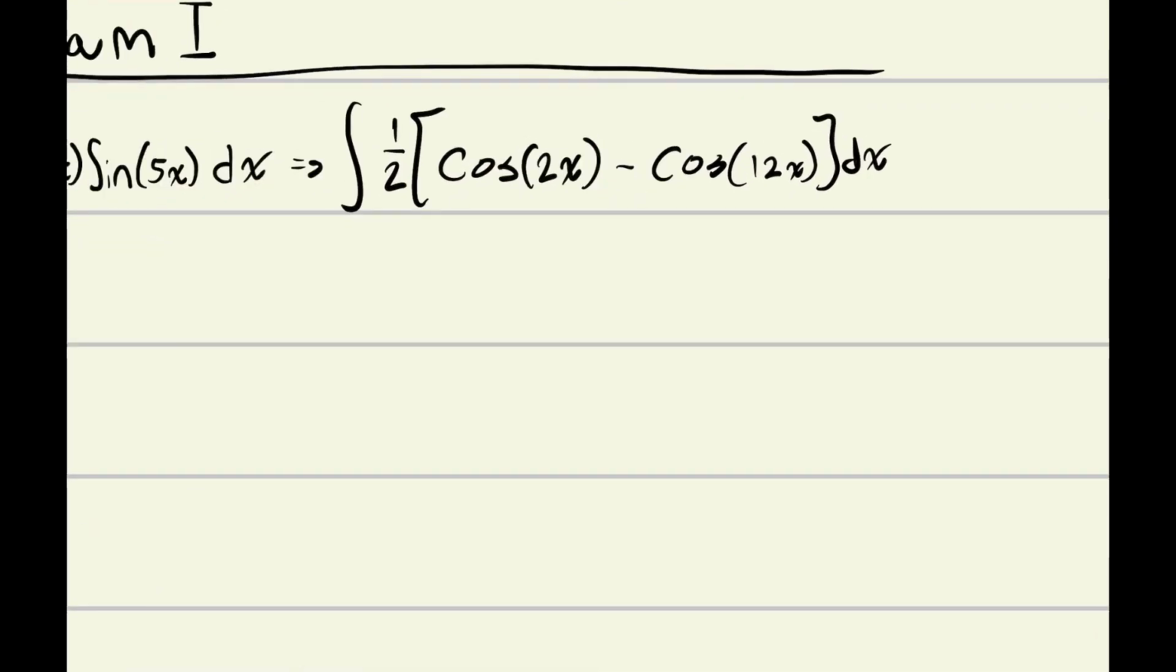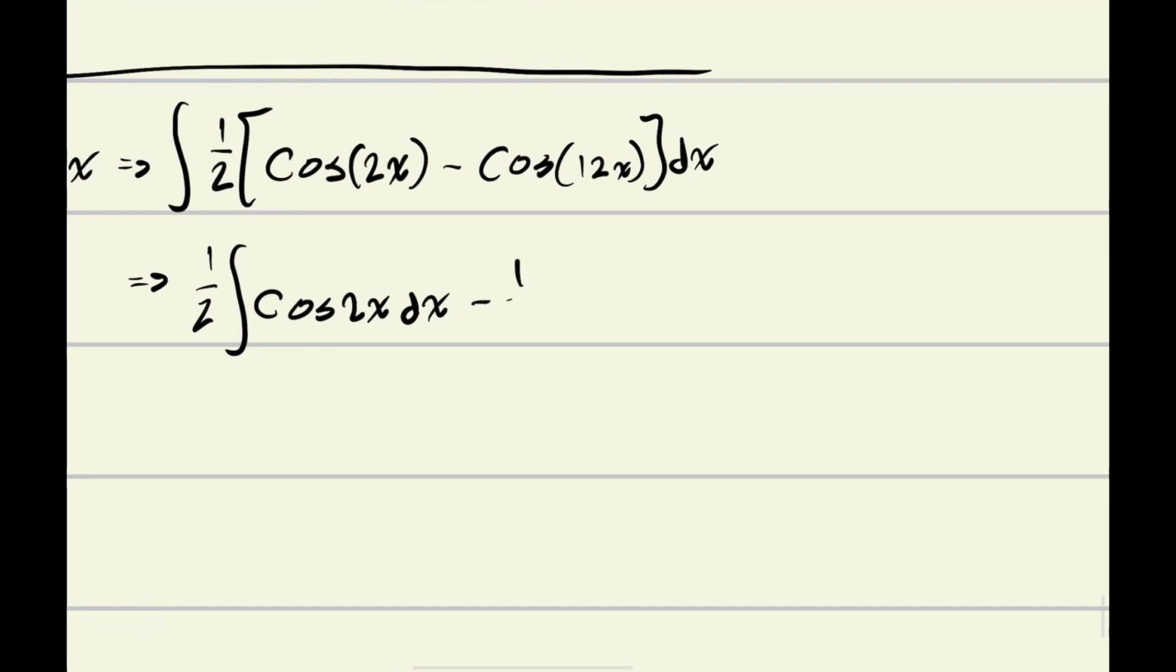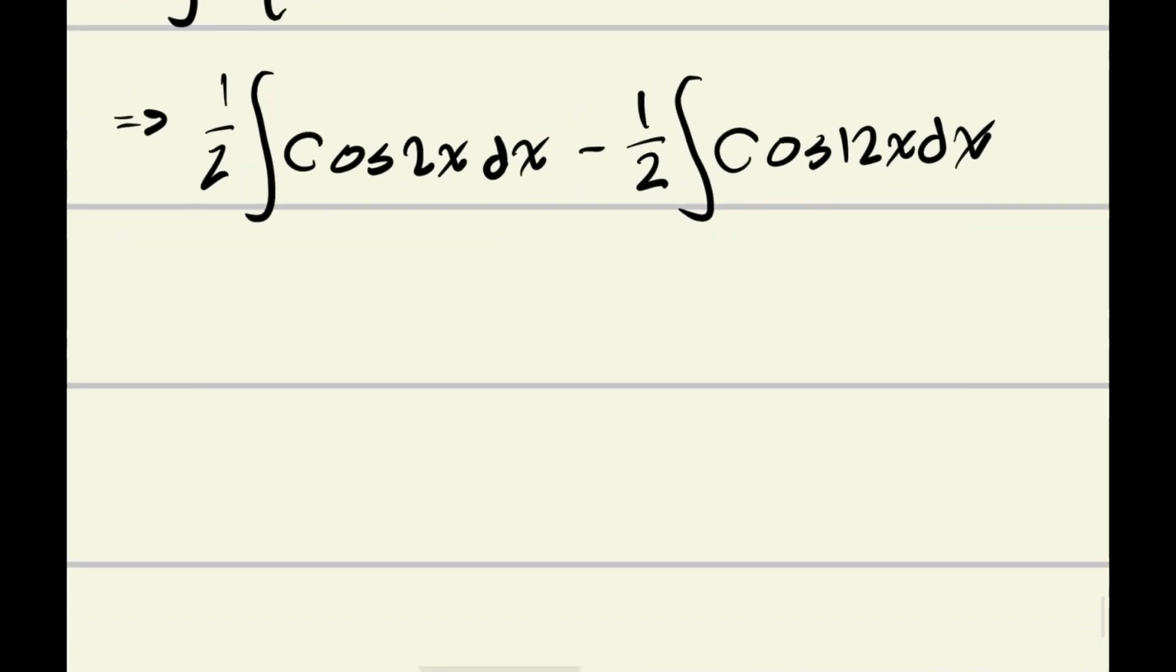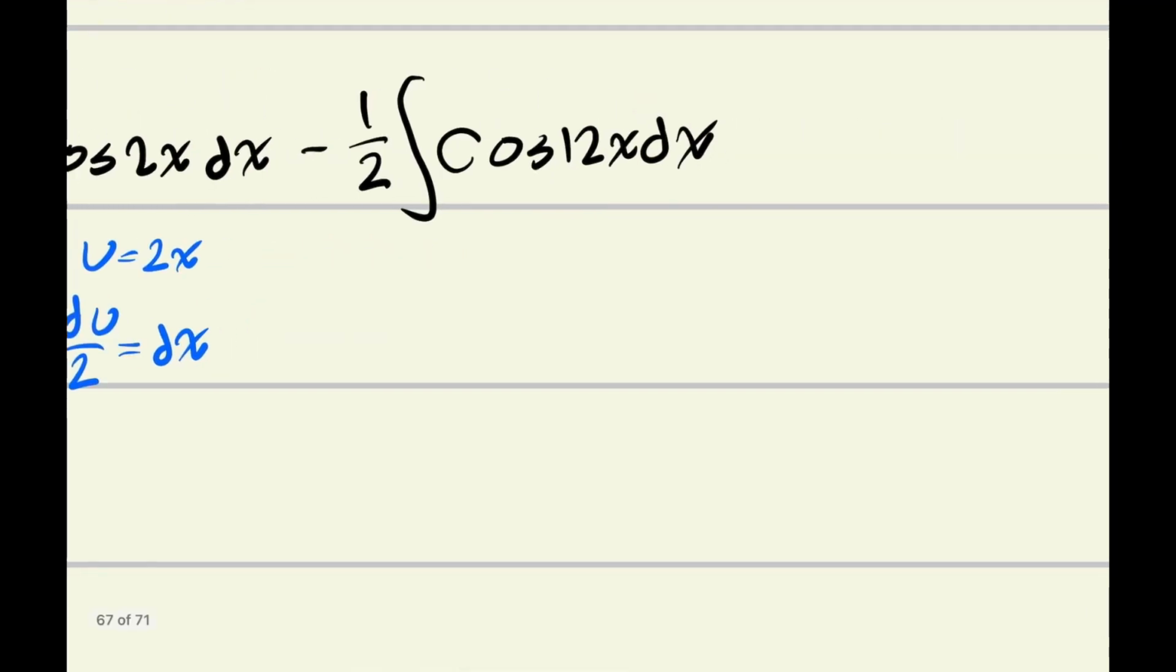Next we can split up this integral, and we can also bring out this constant. We'll have 1/2 integral of cosine 2x dx minus 1/2 integral of cosine 12x dx. And we can use u substitution, where u is equal to 2x, du over 2 is equal to dx, and for this integral, u is equal to 12x, and du over 12 is equal to dx.